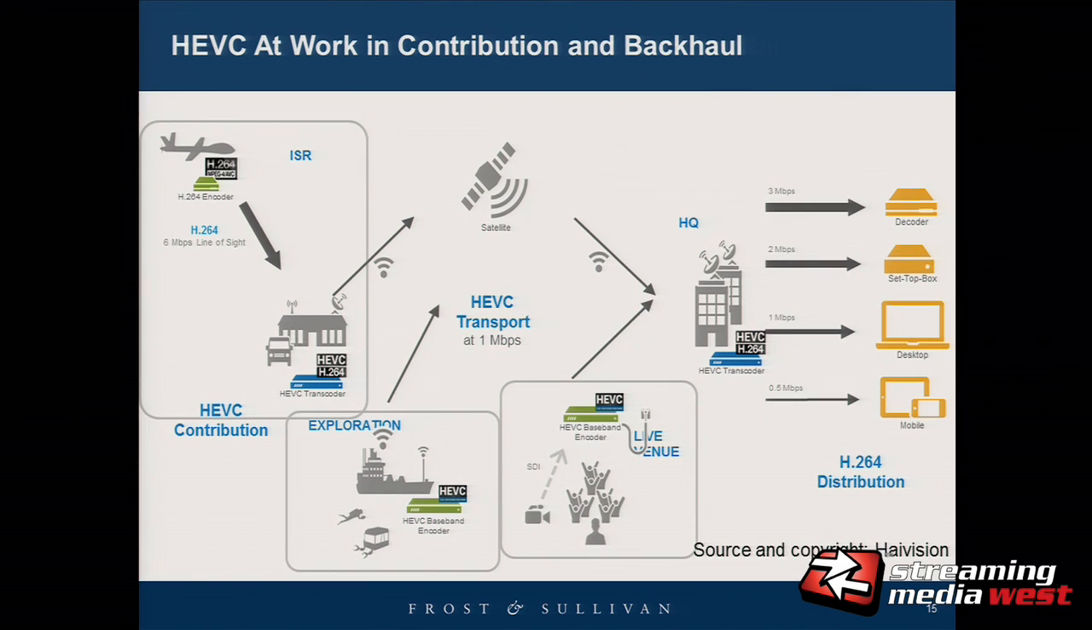Okay. So this is HEVC at work in contribution and backhaul. And this is a beautiful application for HEVC because you have a totally closed loop app. You have one encoder that goes to the satellite, comes down from the satellite, and one decoder. Everything before that is AVC, everything after that is AVC. This is one tightly controlled loop that you can upgrade to HEVC. And why does doing that make sense?